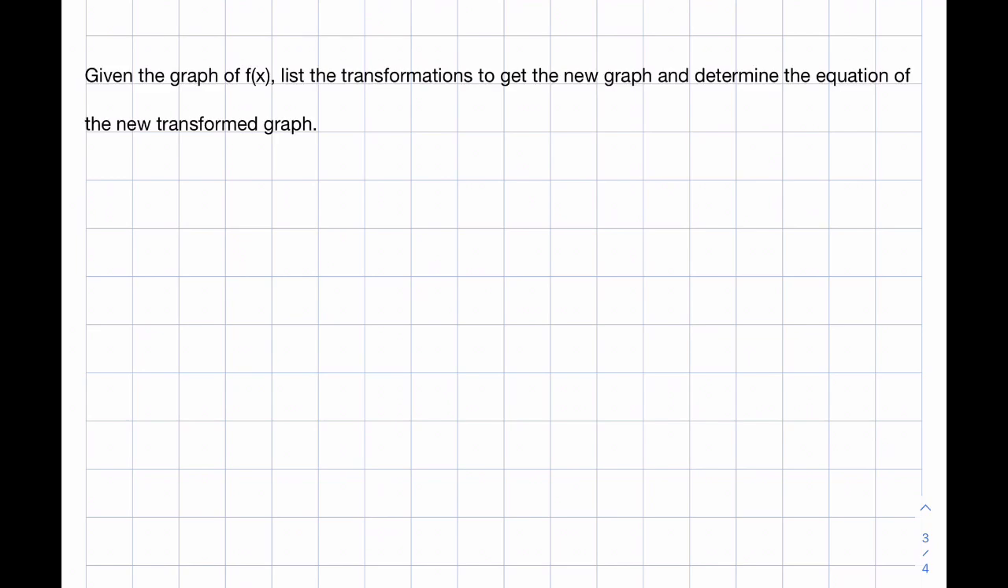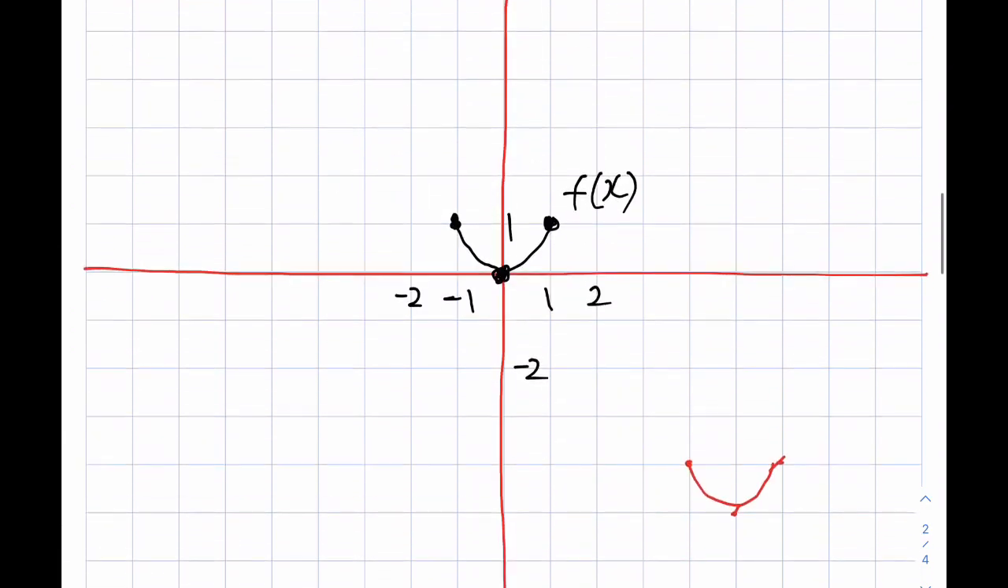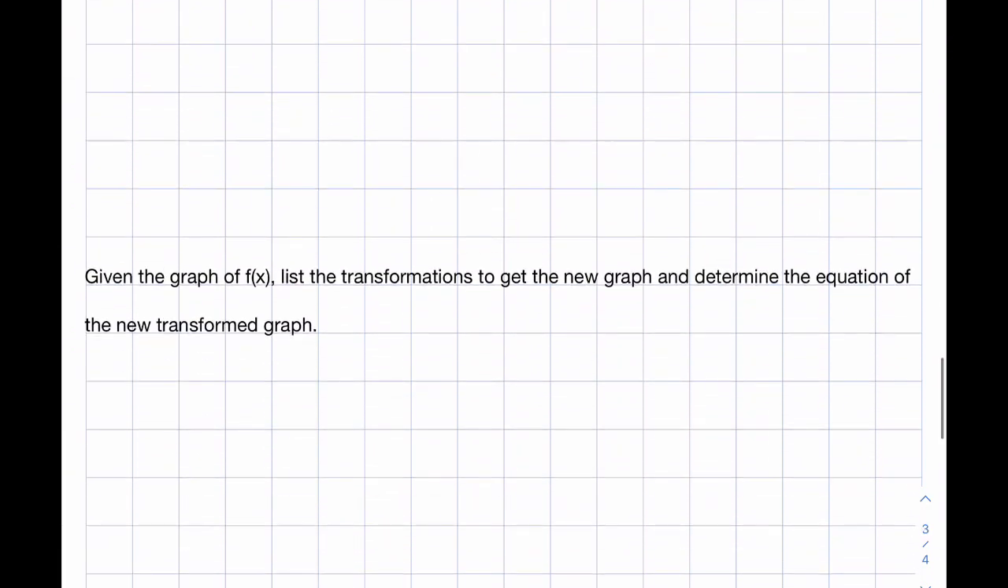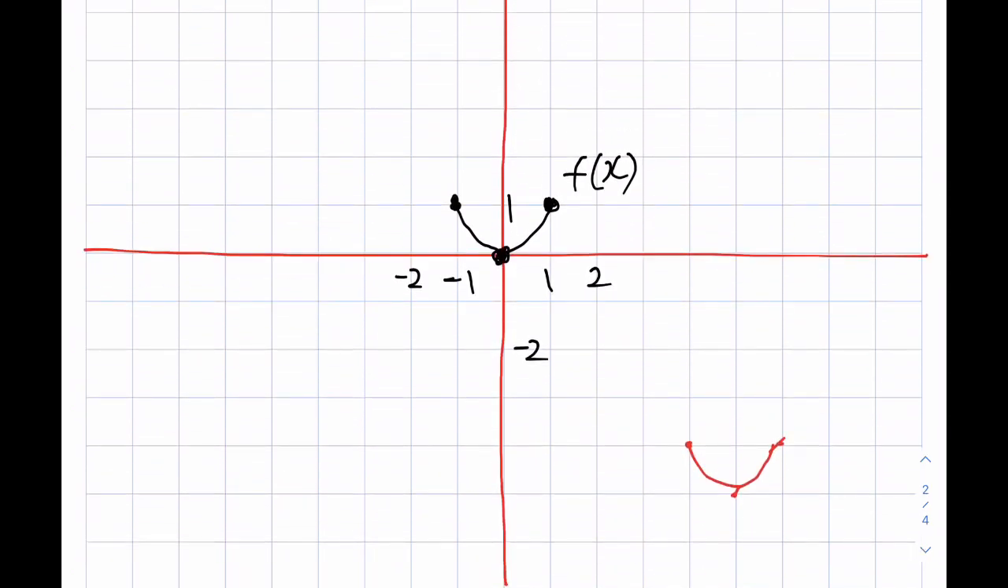All right, guys, so we have our last problem here. It says, given the graph of f(x) here, list the transformations to get the new graph and determine the equation of the new transformed graph. So basically we are trying to get the equation of this function. First, we need to look at what transformation occurred here.